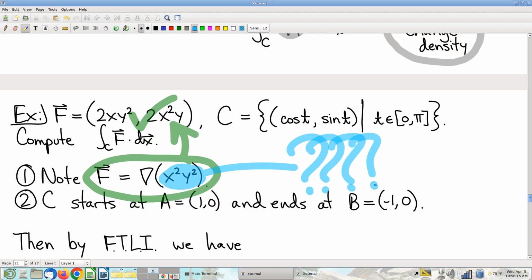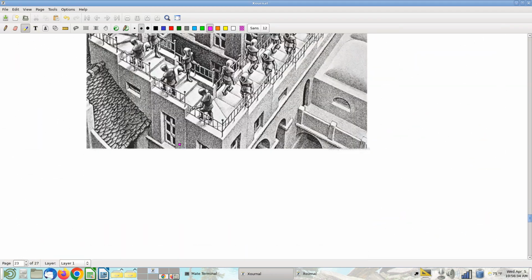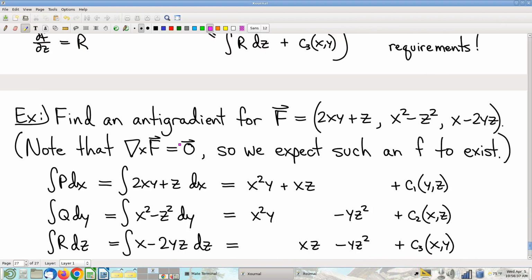Did I just pull that out of a hat? Did my inner oracle tell me x squared, y squared must be it? No, right? There's got to be some method. What's the process by which I take a vector field and infer what the anti-gradient is if there is one? Right? Very important question to address. Okay, well, here we go.